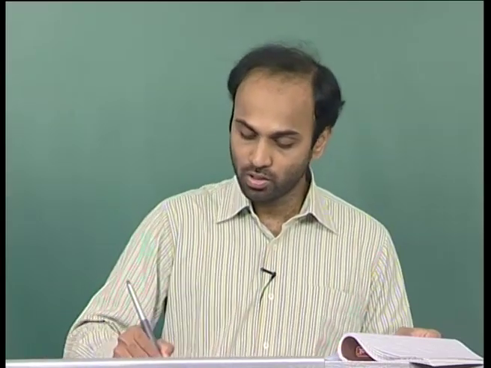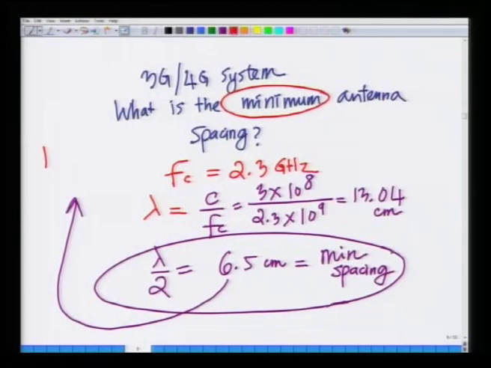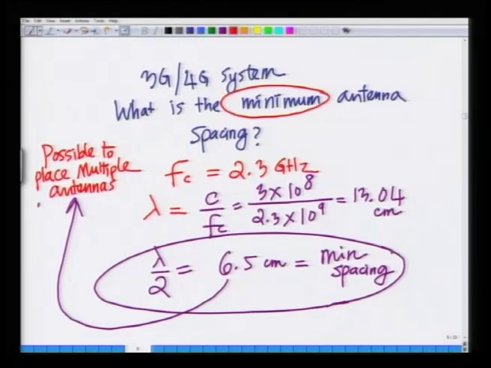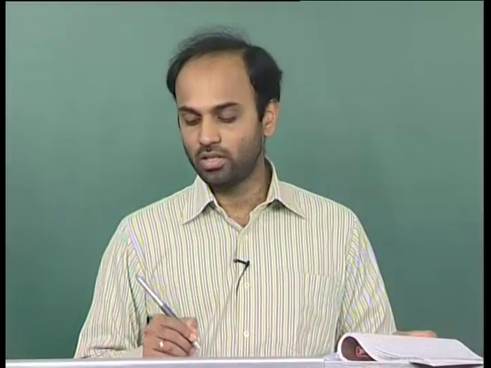So, it is possible to place multiple antennas on a 3G or 4G phone. All right. Therefore, extracting receive diversity and drastically reducing the bit error rate.